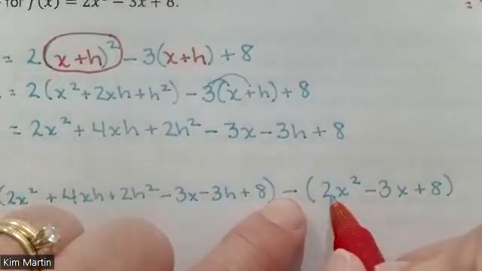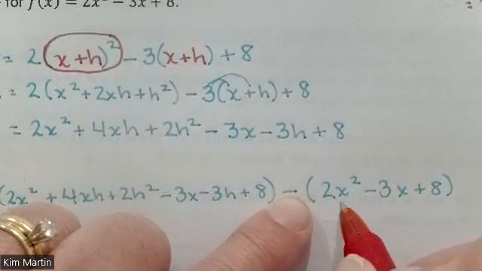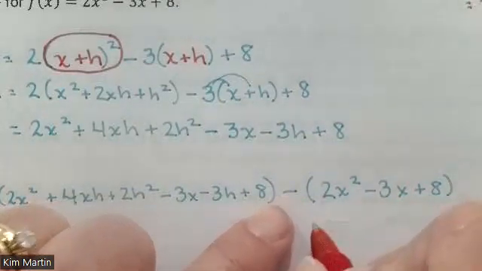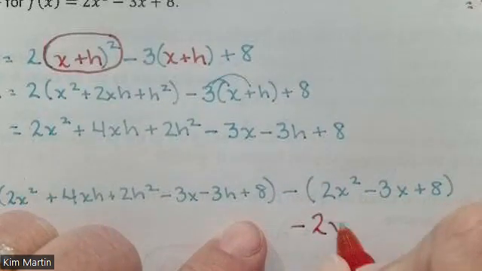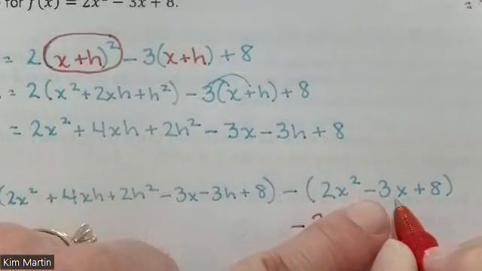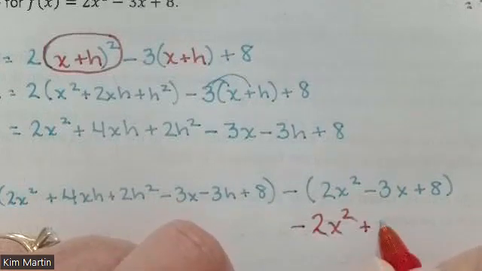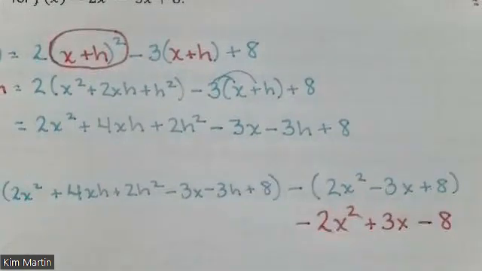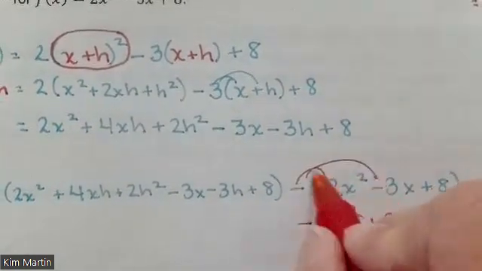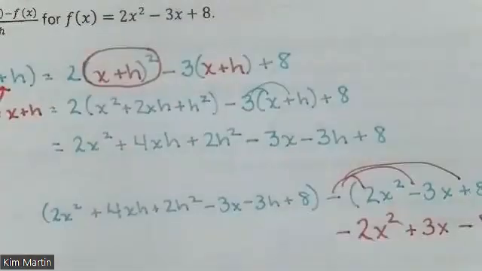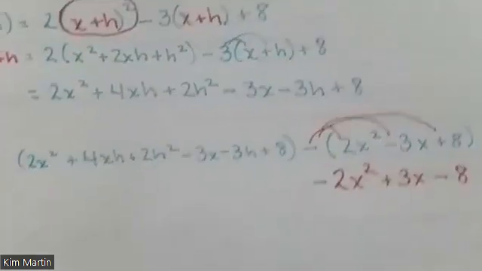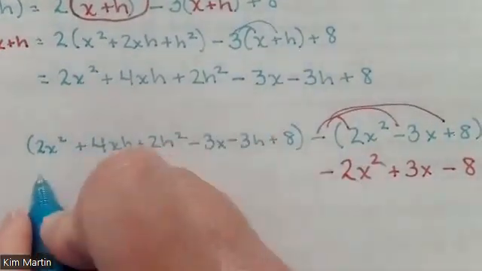What happens to this here? What does this 2x squared become, positive or negative? Negative, good, because some of the people will forget that. And this becomes positive. And this becomes negative, because I'm distributing this. Now I'm going to rewrite everything, which I would never do. I would just go ahead and start canceling. But because I'm teaching it, I'm going to rewrite it.